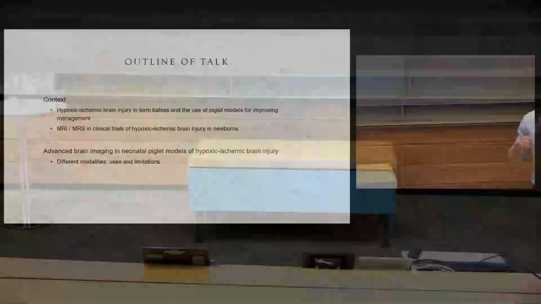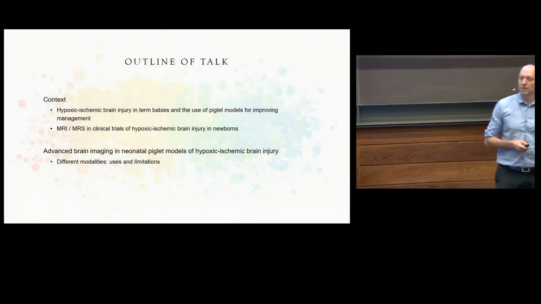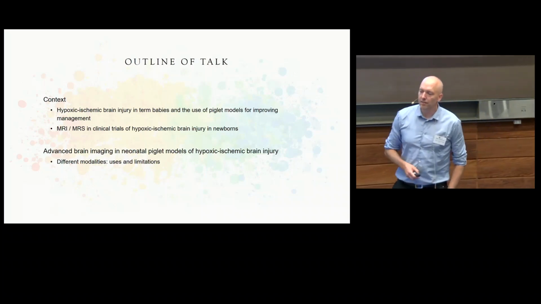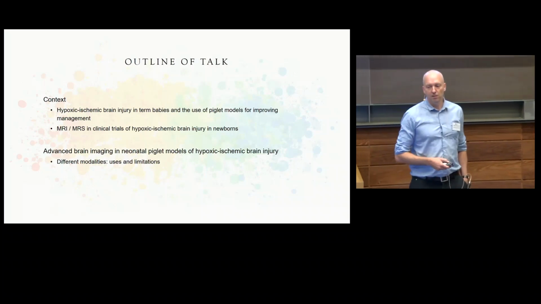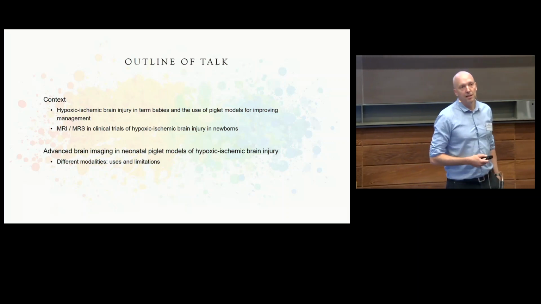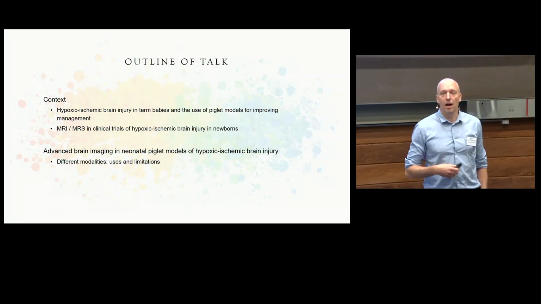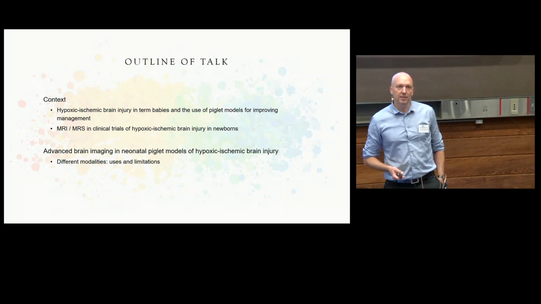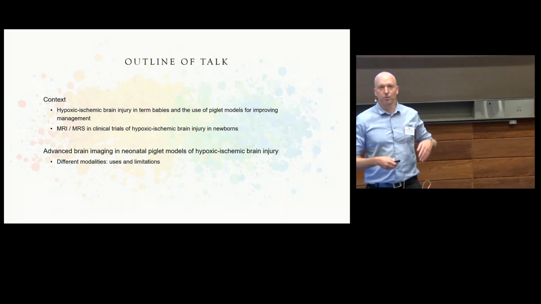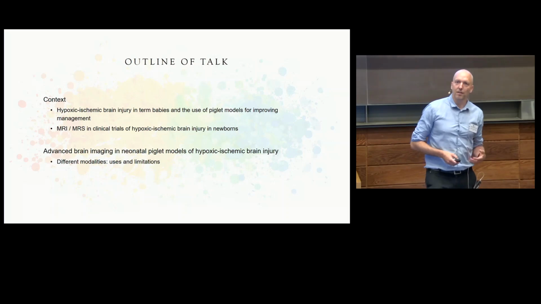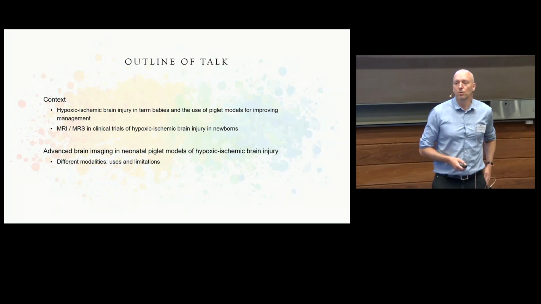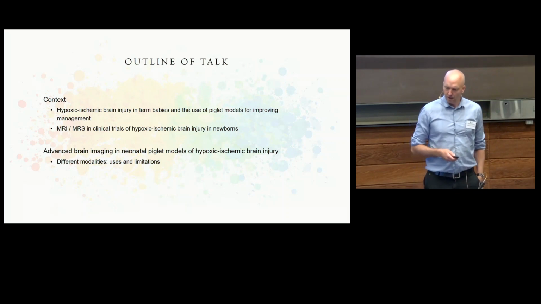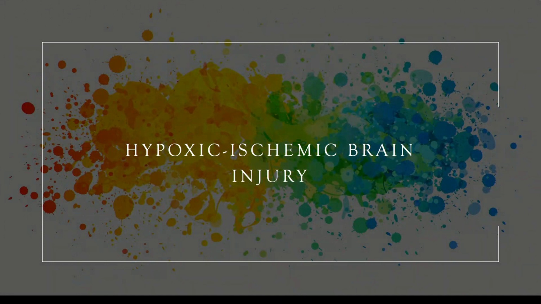So for context, I'll talk a little bit about hypoxic-ischemic brain injury in term babies and the use of piglet models for improving management. I'll also talk about what's known from the clinical trials in human infants about how MRI and MRS can be used to predict later neurodevelopment. And then based on that, I'll move on to our studies and also just a little bit, I'll focus more on the methods rather than the results. So what's possible, what can you do with brain imaging in the newborn? Yes, so I won't be talking about preterm infants, which is its own story entirely.